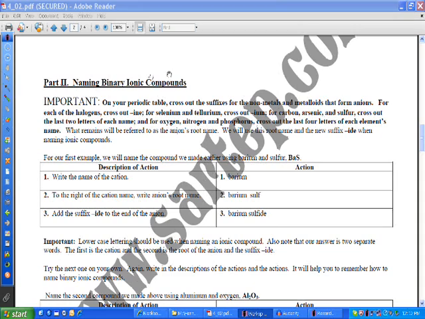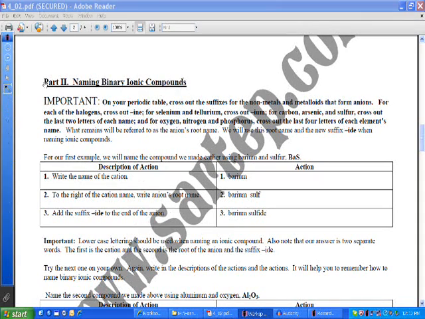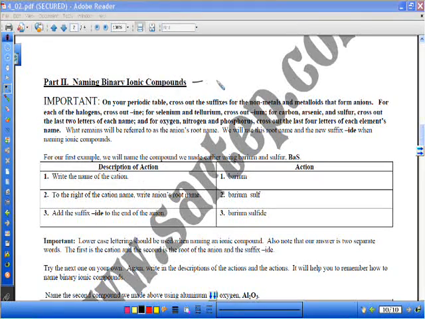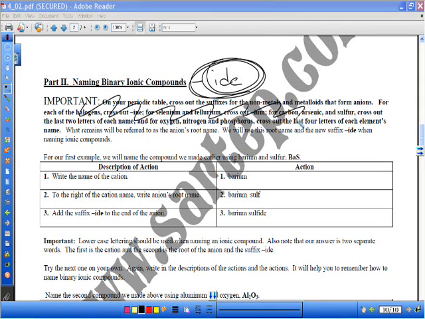Okay, naming. All ionic compounds end in IDE. Anytime you see a compound ending in IDE, you're going to go, bing, ionic compound. Now you can read through all this stuff and do this in your periodic table. I find it's kind of almost overwhelming to do all that. You're just going to have to practice and get used to adding the IDE ending.